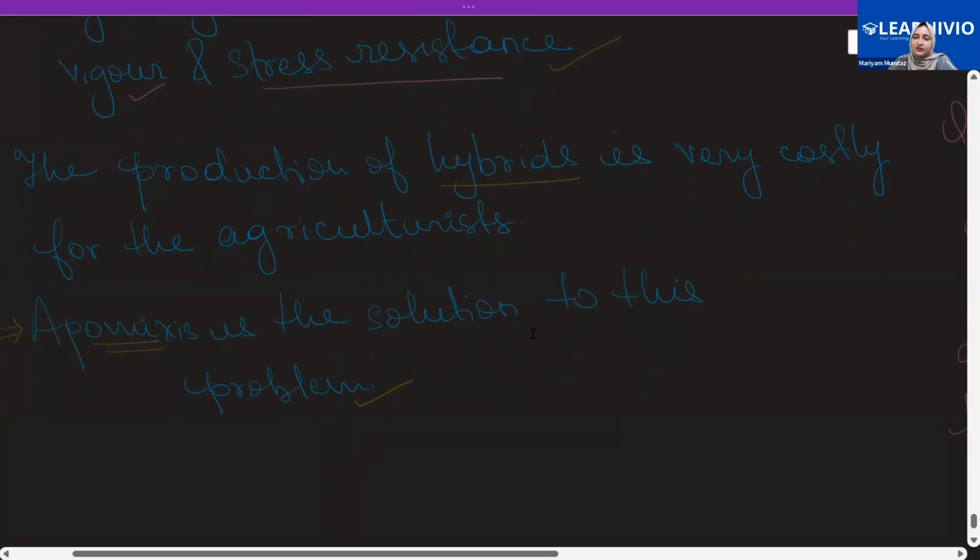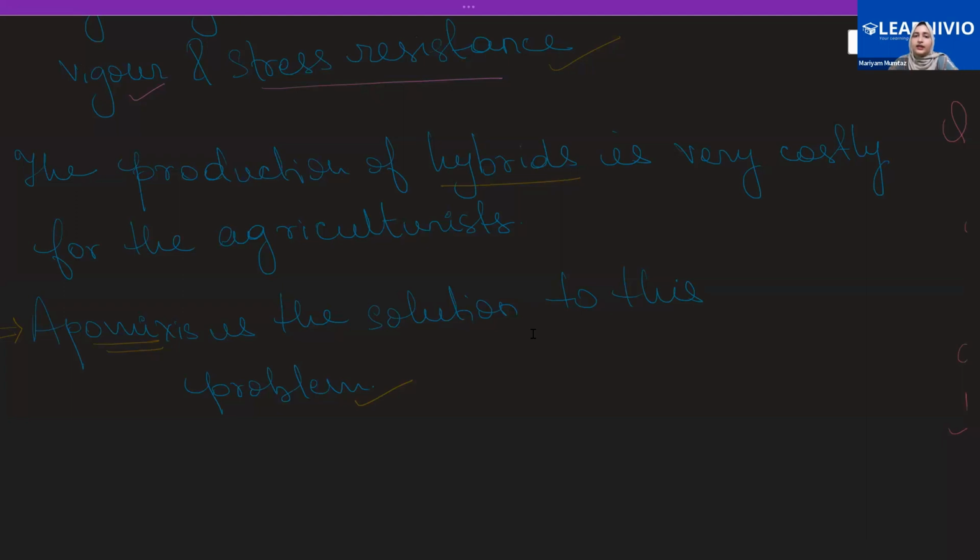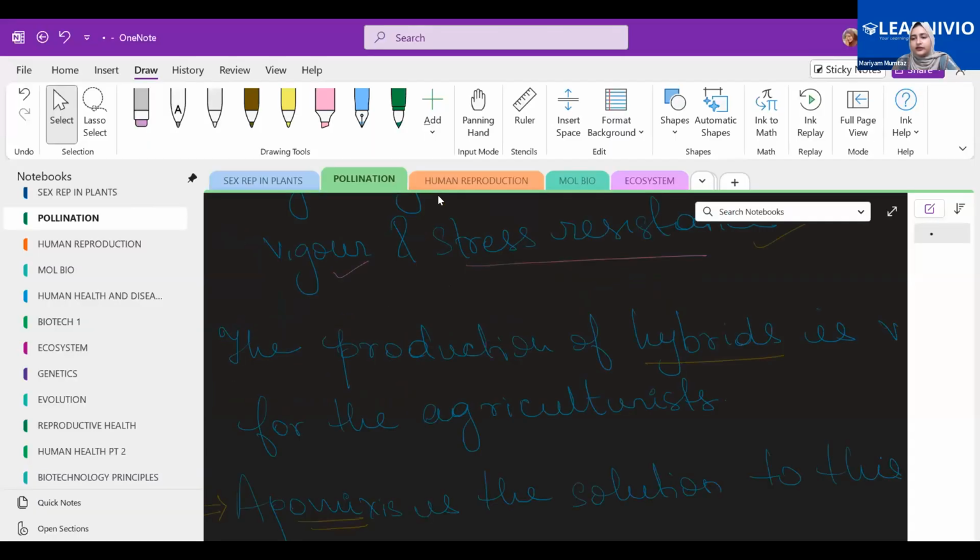If the plant is naturally making the seeds without fertilization, then that saves the time as well as the money, isn't it? So with this, the chapter is complete. Okay. So now we will be moving on to human reproduction, right? The part where we left off.